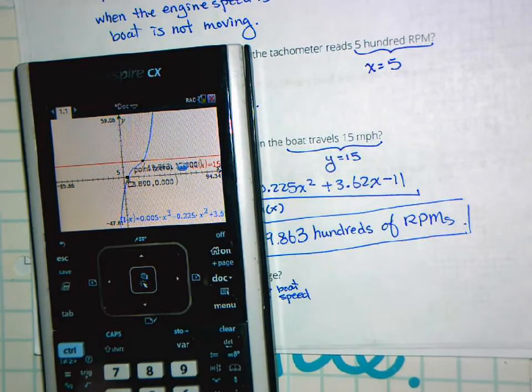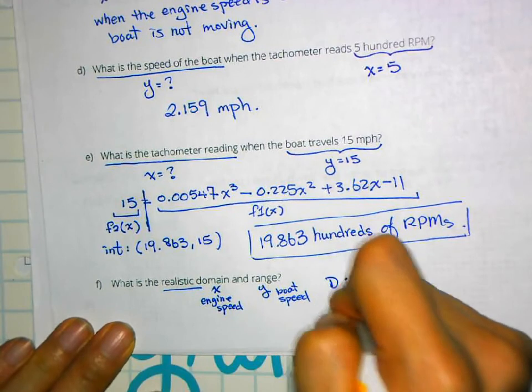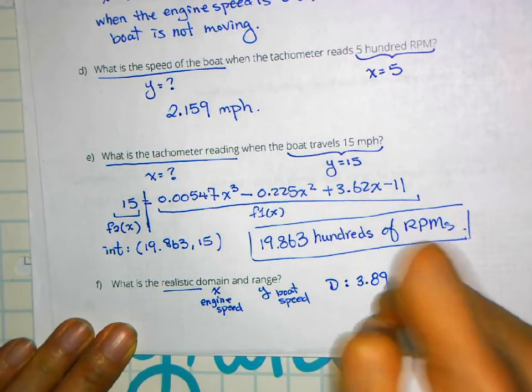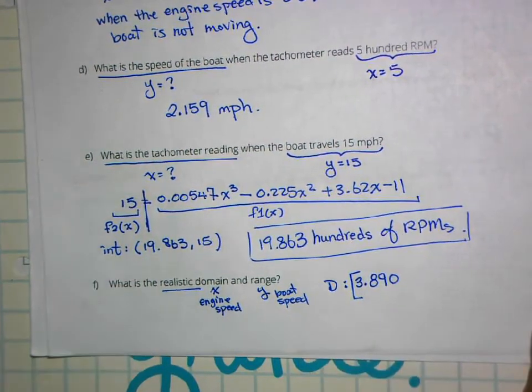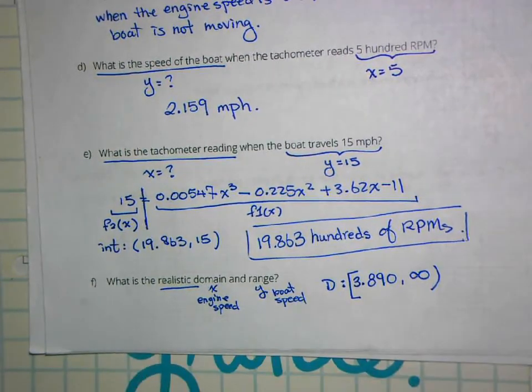And we already found that 0. That is at 3.89. So realistically, for your domain, it starts at 3.890 hundreds of RPM. And it could keep going on forever. Your boat could go as fast as it wants.